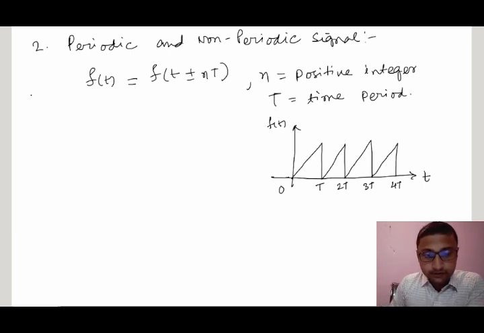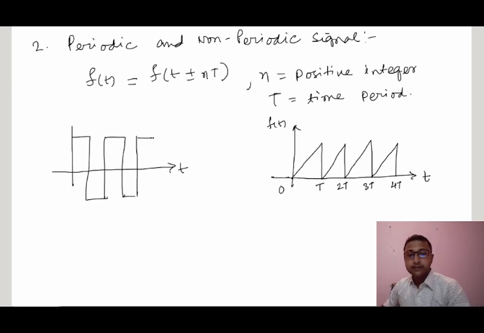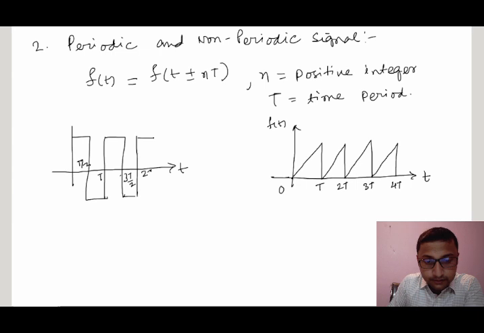Suppose one more example. This is the time axis. The similar thing happens here. Suppose this is T by 2. This is T. Similarly, this is also 3T by 2. This is twice T. That means the signal repeats itself, so it is called a periodic signal. This is the origin.